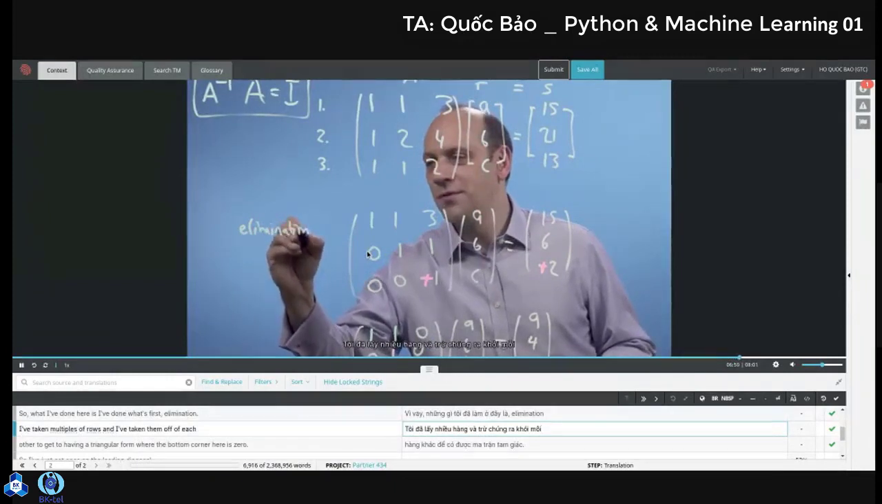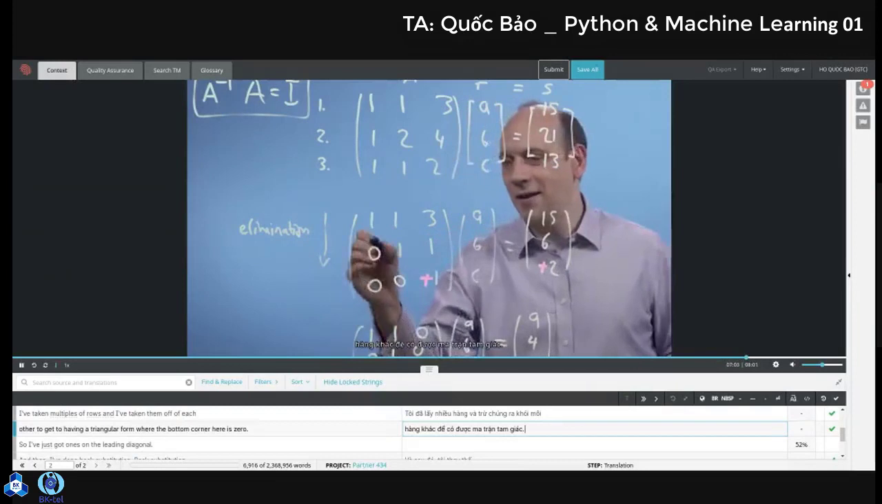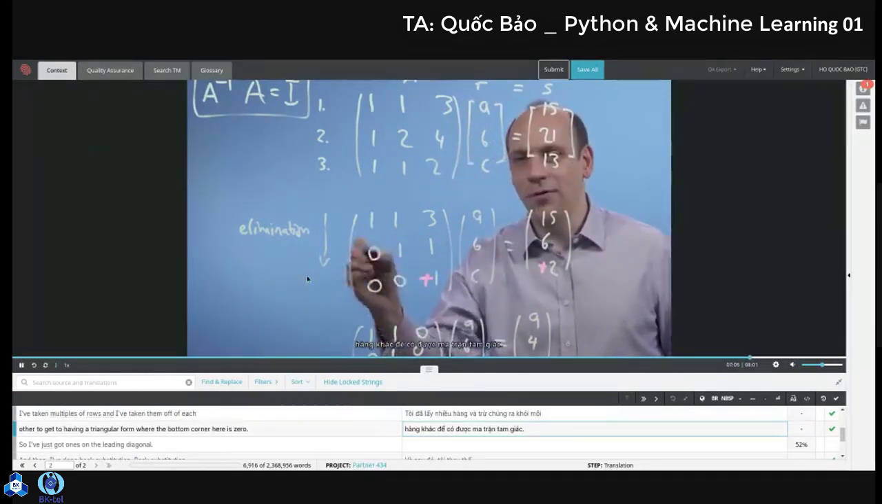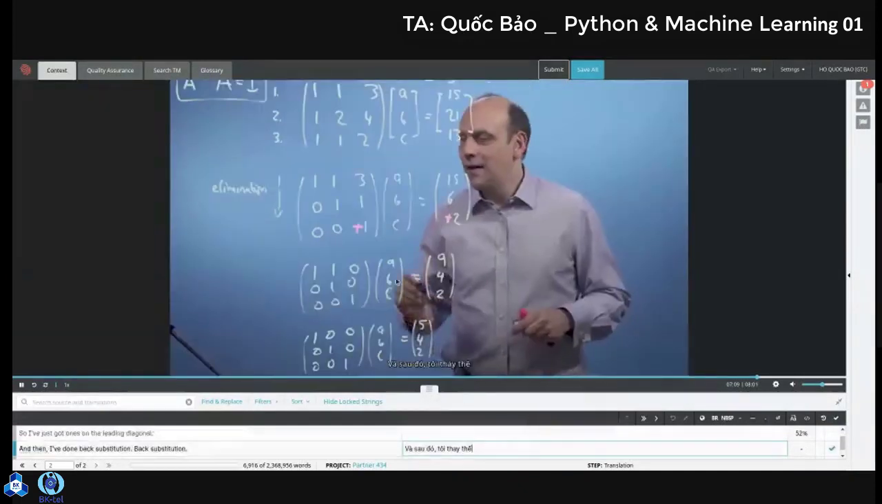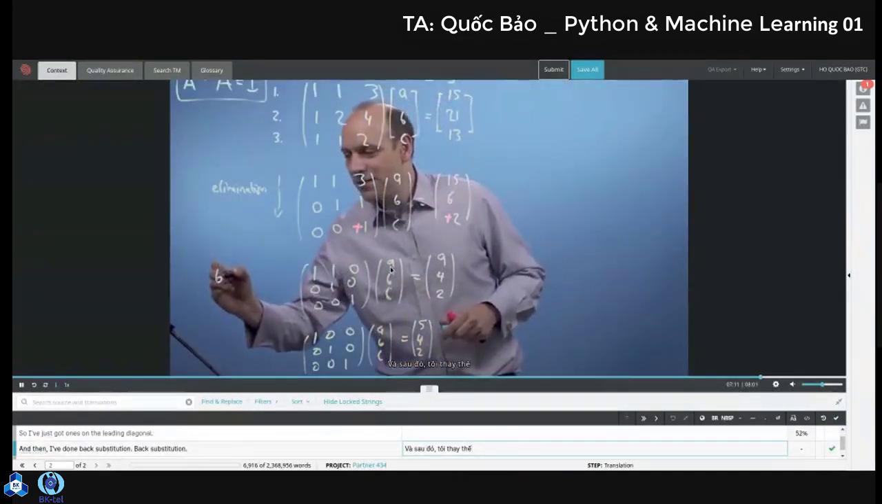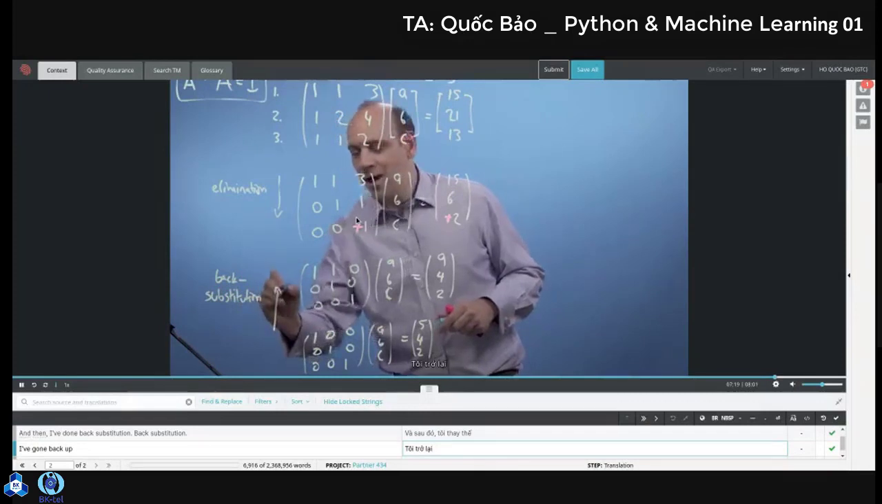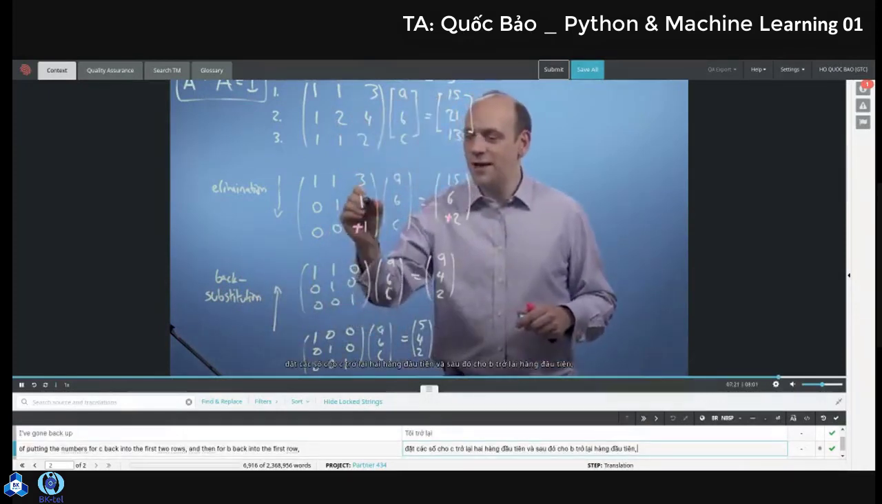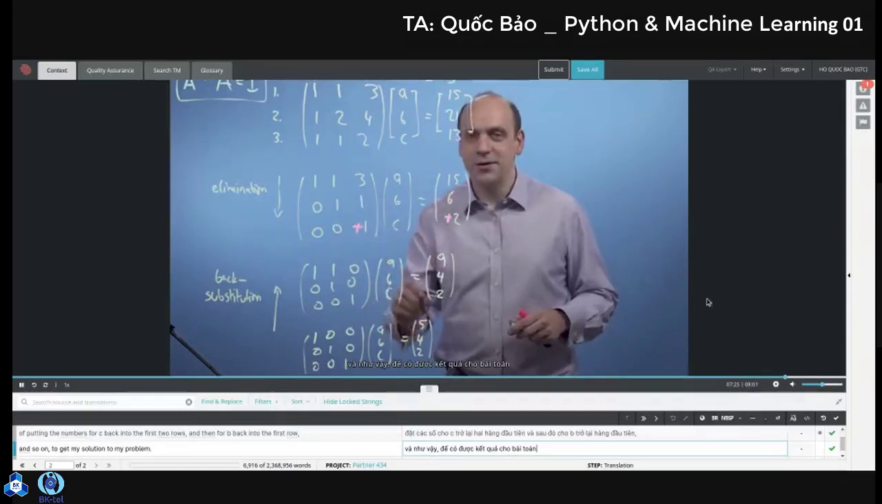I've taken multiples of rows and I've taken them off of each other to get to having a triangular form where the bottom corner here is zeros, and I've just got ones on the leading diagonal. And then I've done back substitution. Well, I've gone back up, putting the numbers for C back into the first 2 rows, the number for B back into the first row, and so on, to get my solution to my problem.